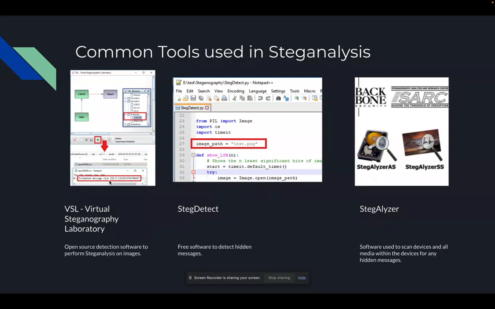VSL, Virtual Steganography Laboratory, here. It's open source software to detect steganography being used on an image. Same for this here, StegDetect. Pretty much the same thing. I don't think it's open source though. And then StegAlyzer, which is more general, and it's actually used to scan entire devices, looking for any indication of hidden messages in any media.